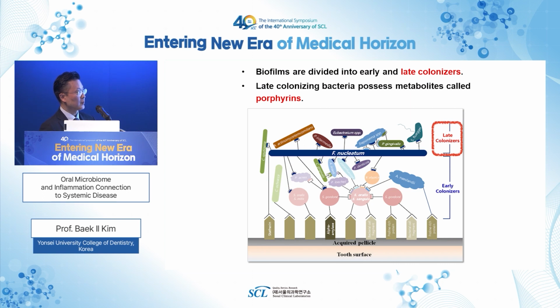I can explain the mechanism of why this red fluorescence phenomenon happens. Biofilm is divided into early colonizers and late colonizers. The bottom line is the tooth structure, then the salivary acquired pellicle, then early colonizers such as Streptococcus species, which easily attach. Then Fusobacterium nucleatum is a very interesting species of oral bacteria. It is a connection between the early colonizers and the late colonizers. Late colonizers mainly consist of periodontal disease-related bacteria.